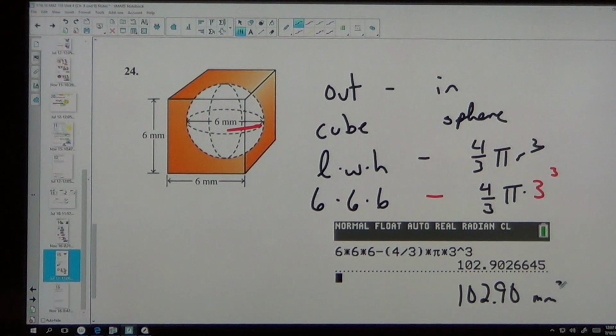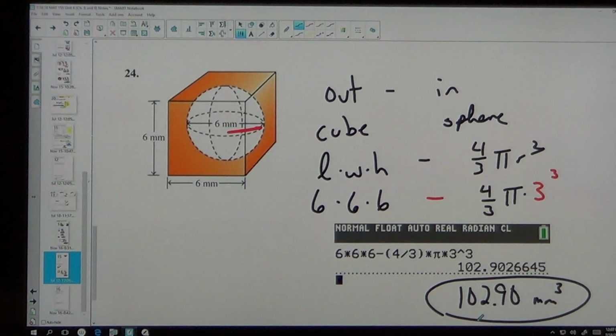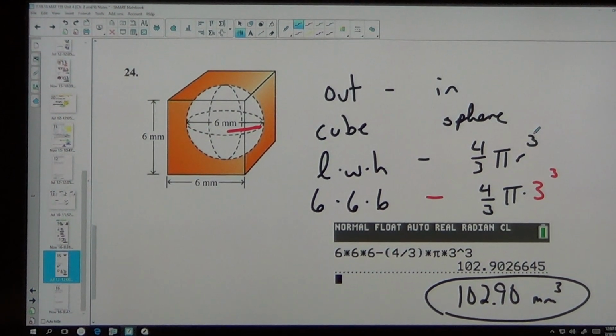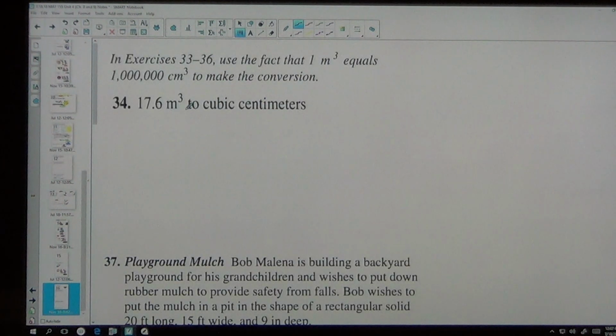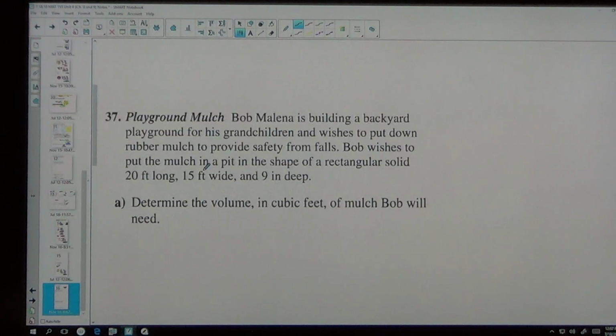102.90 millimeters cubed. So we do the same thing as what we did with the area. That one was squared, this one's a cubed. I was just making sure so I don't get confused. So this one and the one that you did before, whatever I round before, just round after. Just round after you get done with everything.